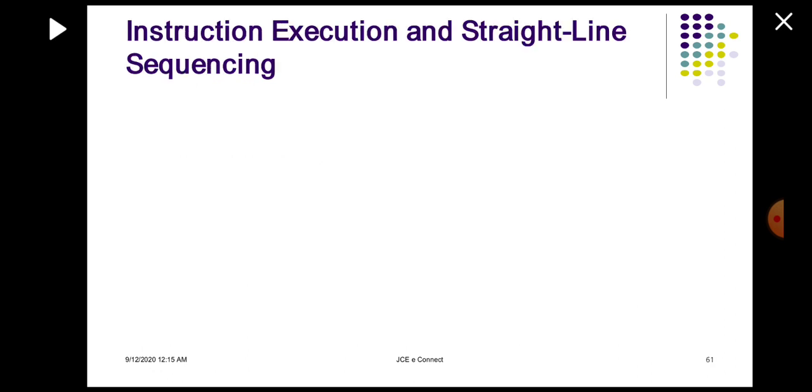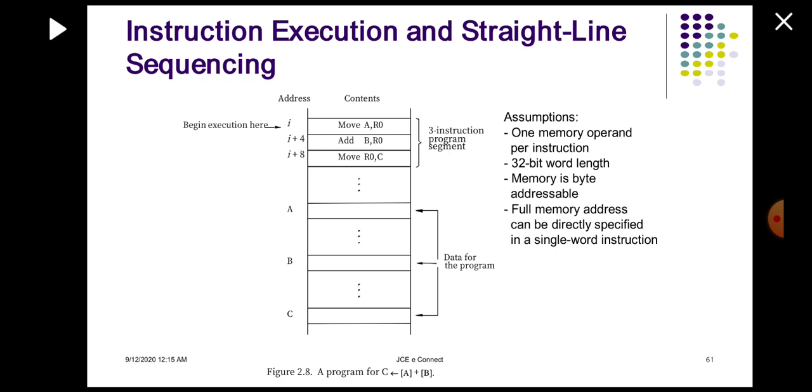So next is instruction execution and straight line sequencing. Here they have given an example. A figure shows a memory map. Here we are performing an addition operation. A small program is written where we move the contents of R0 into A. Then we move the contents of A into R0. Then we add the contents of B with R0 and move the contents of R0 into C. So this is the program we are writing into the memory locations.